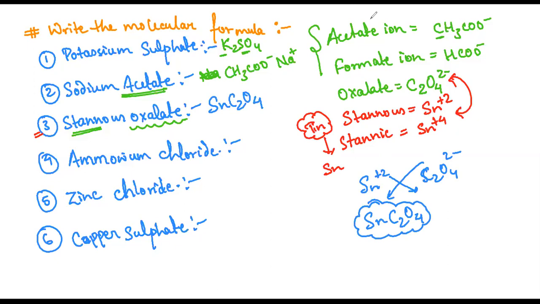Okay. What is ammonium chloride? NH4 Cl2. No. What is the formula of ammonium ion? NH4. I'm asking ion. Ion means it should be having some charge, right? I don't know. Ammonium is your NH4 plus.